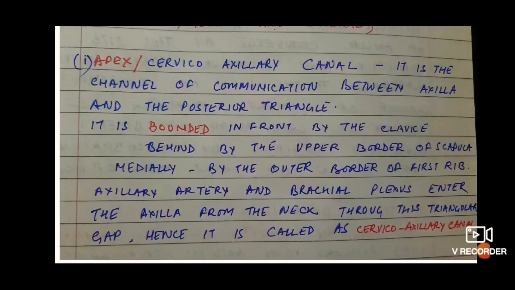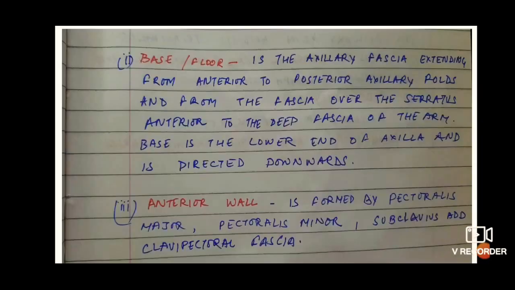Apex is also known as cervico-axillary canal. It is the channel of communication between axilla and posterior triangle. It is bounded in front by the clavicle, behind by the upper border of the scapula, and medially by the outer border of the first rib. Axillary artery and brachial plexus enter the axilla from the neck through this triangular gap, hence it is called the cervico-axillary canal.